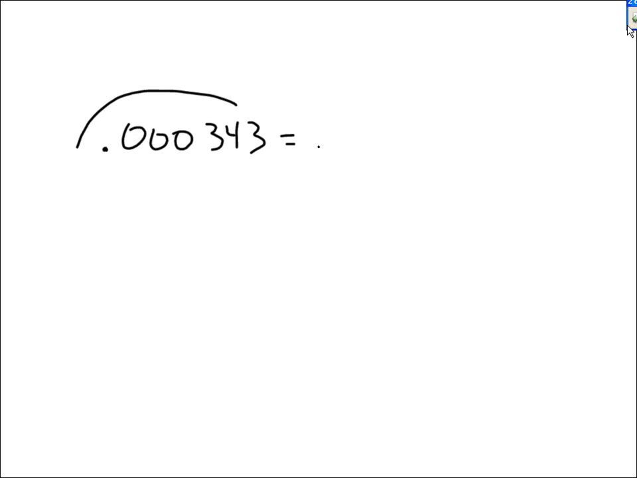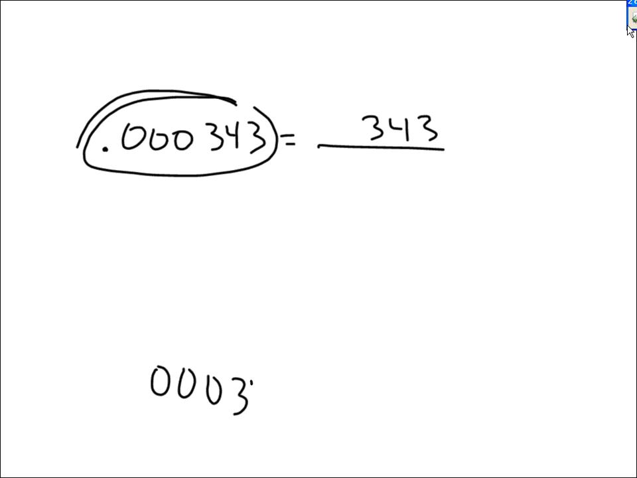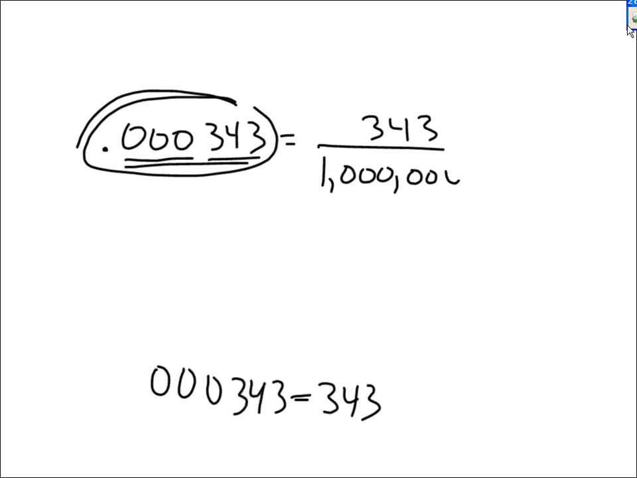write down, for the numerator, this number without a decimal. It's 343. Why? Because 0, 0, 0, 343 is really just 343. And in the bottom, it's a 6-digit number to the right of the decimal. There are 6 digits to the right of the decimal. So you put a 1 and then 6 zeros. 1, 2, 3, 4, 5, 6.